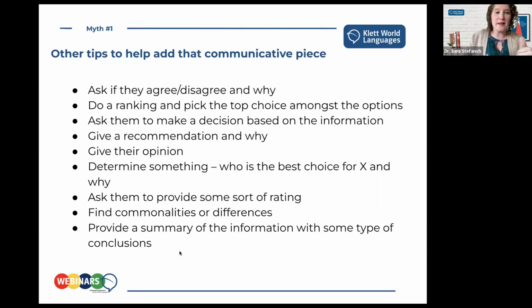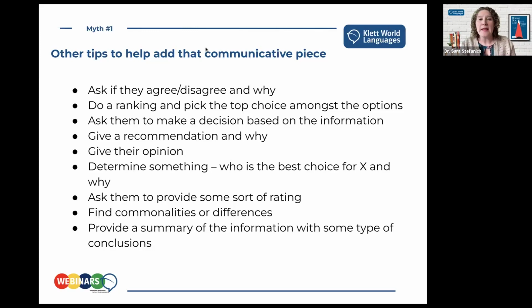And so these are just lists that I put together of some other tips, other ideas, things that you can tack on or add to the end of some speaking activities, or any type of activity really, that you're doing with your students in class, to help add that extra communicative piece to force the need for negotiation and interpretation of meaning in the classroom. So you can always ask your students if they agree or disagree, and why, with the information that they're being presented in whatever format it may be in.